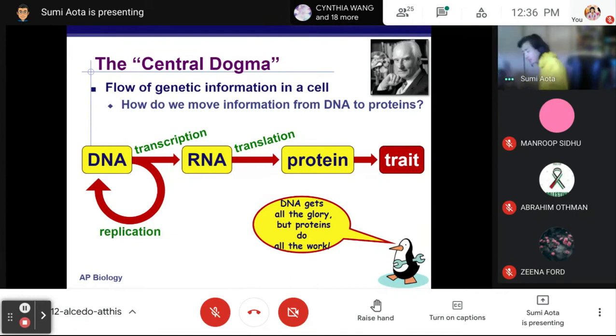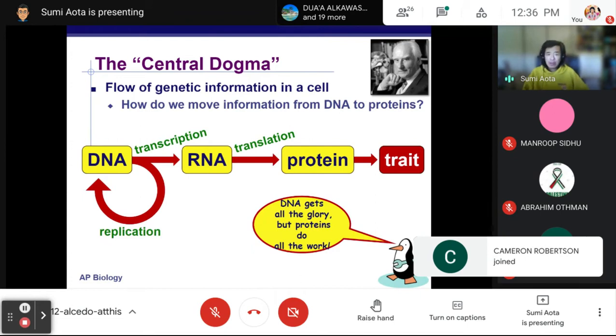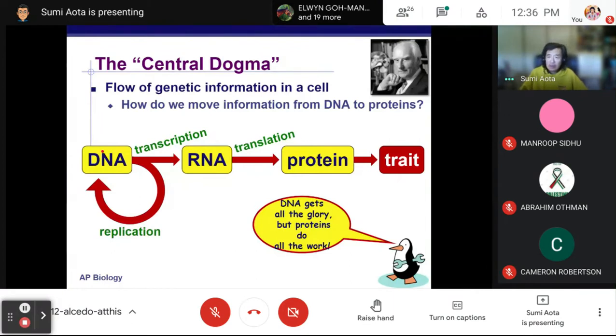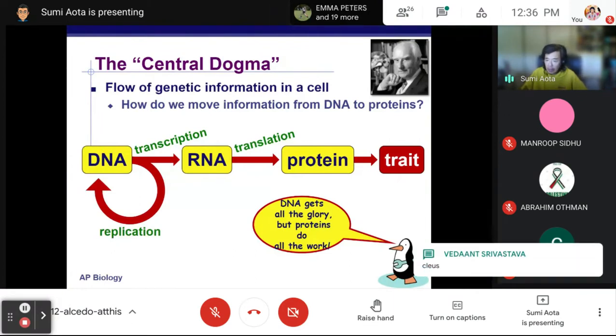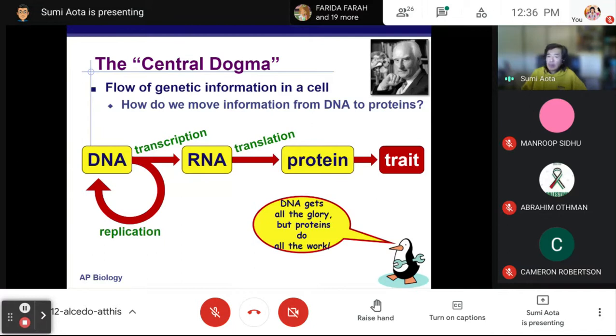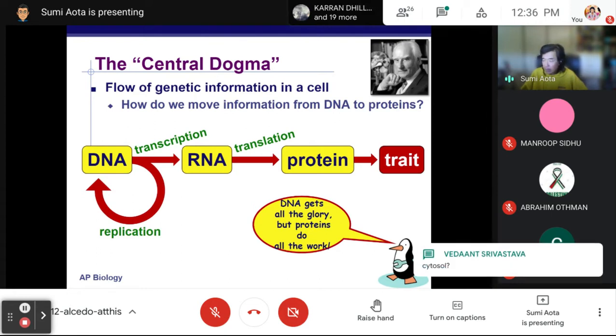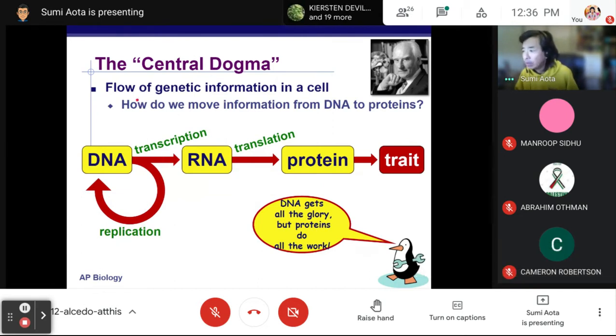Now, where do we normally keep DNA in a cell? Okay, so it's in the nucleus. And where in the cell are proteins made? Where are the ribosomes located? Yeah, in the cytoplasm. Why do you think we never want DNA out in the cytoplasm?